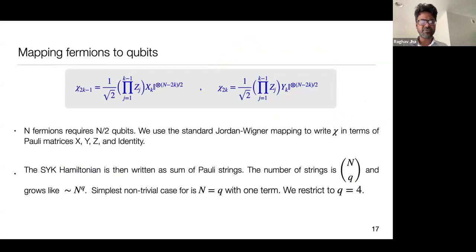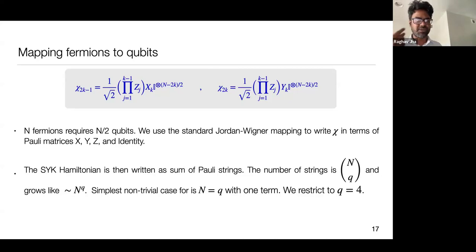One of the first things we have to do if you want to study this model is map the fermions to qubits. And since we have no spatial dependence, it's much easier. Those mappings are what we call the usual Jordan-Wigner mapping. You can write down the chi's in terms of qubits, and this is written like this. So chi with odd index will be mapped like this. Chi with the even index will be mapped like this.